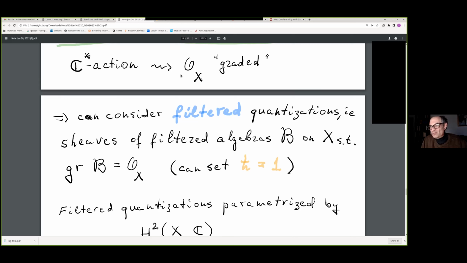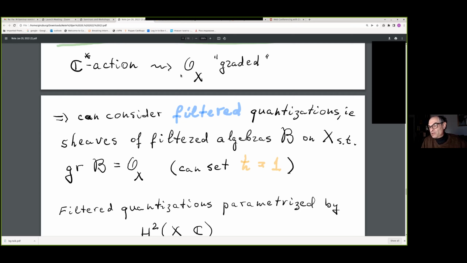The most familiar example of what I'm saying is you take a Lie algebra, you take the enveloping algebra of the Lie algebra, and then the associated graded is the symmetric algebra. This is the Poincare-Birkhoff-Witt theorem. And then you can think of the enveloping algebra as a deformation or quantization of the symmetric algebra. But it's not an arbitrary deformation. It's a deformation with filtration. In this case, you can take the associated graded.